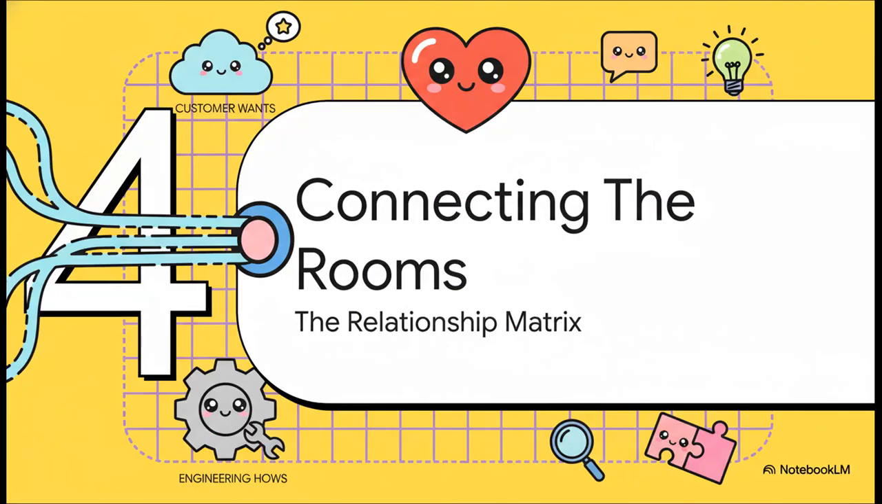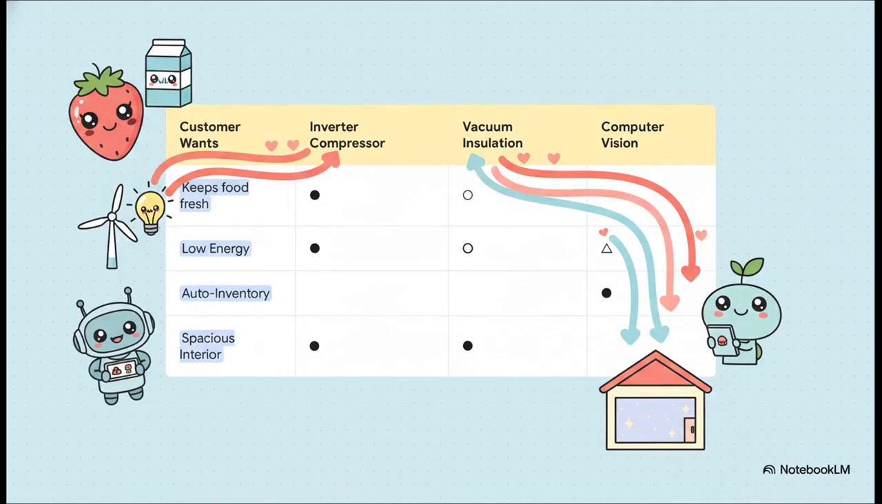Now we get to the heart of the house. This is where we connect the customer what's with our engineering house. This central grid, this relationship matrix, is really where the magic happens. It forces the whole team to think critically about how our technical decisions are actually going to impact what the customer cares about. And boom, check this out. This matrix just lays it all out so clearly.